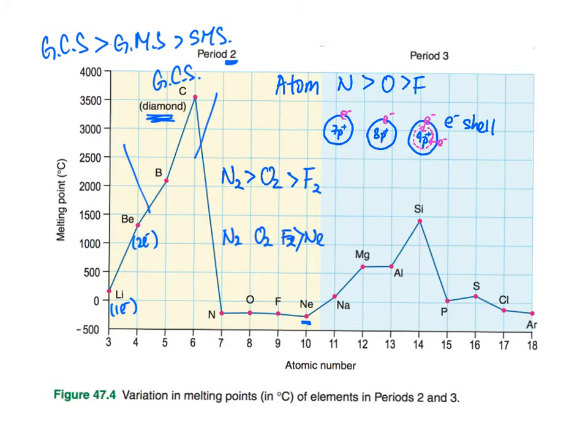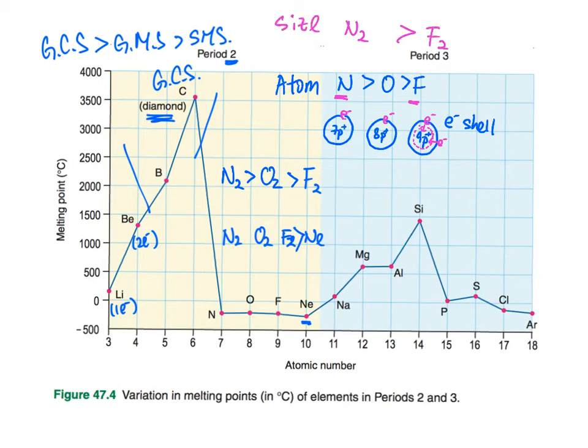While nitrogen has fewer protons in the middle, so the electrons in the outermost shell will be less likely to be pulled to the center. So you'll find that the atom size of N will be much larger than F. If N is larger than F, then N2 will also be larger than F.